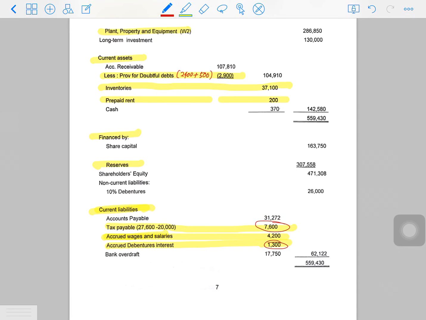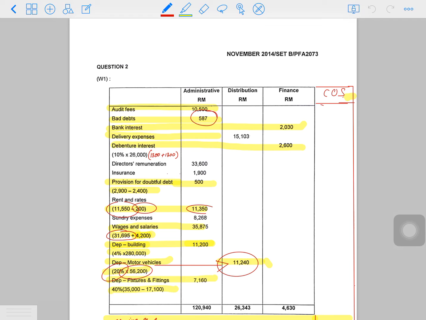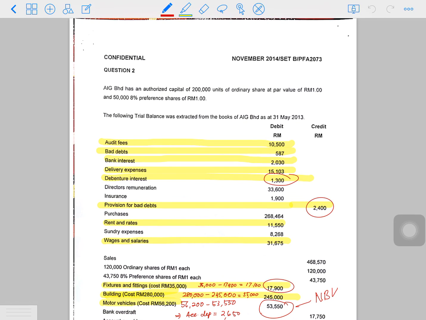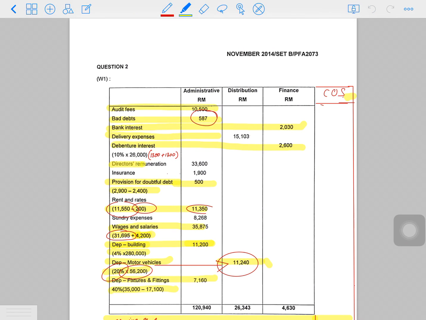So the amount charged to the finance cost is 2,600. So you have to be careful for that. Sometimes they tak mention pun. Then we have director's remuneration. This will be under the administrative expense. Dalam administrative expense, director's remuneration 3,600.